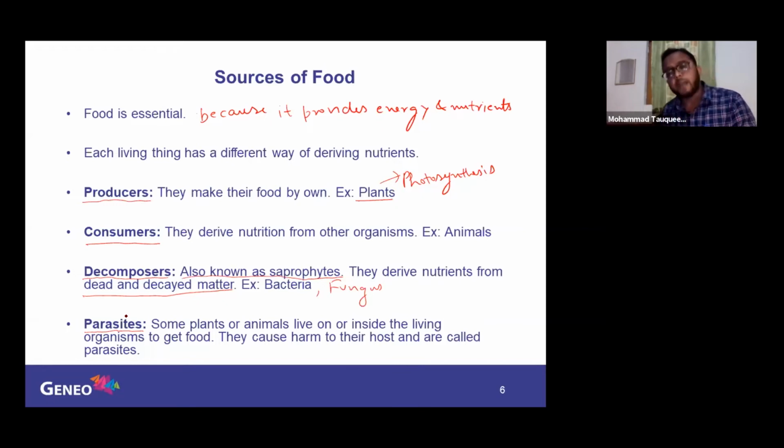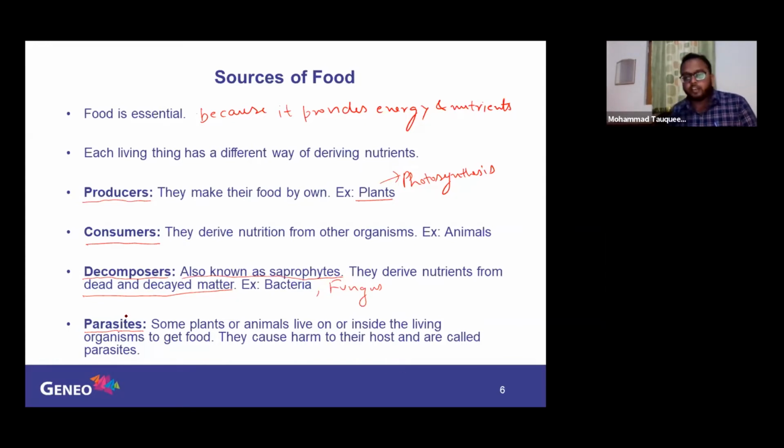Example, plants, through photosynthesis. Next, consumer. Consumers derive nutrition from other organisms, like animals. We human beings are also consumers. Decomposers, also known as saprophytes, derive food from decaying and dead matter. Examples, bacteria and fungus. Next, parasites.